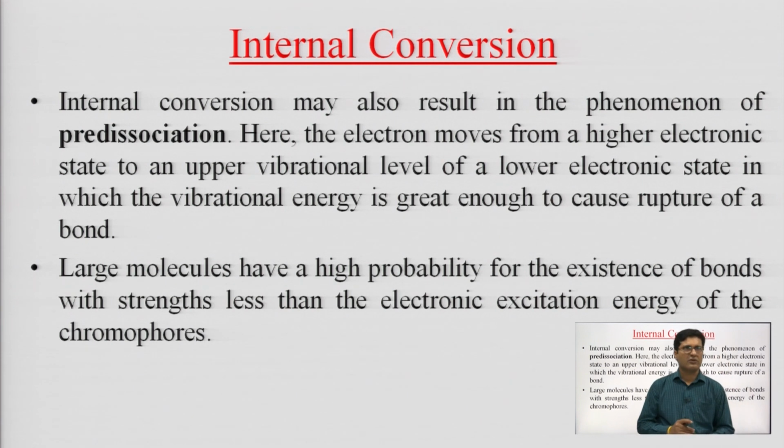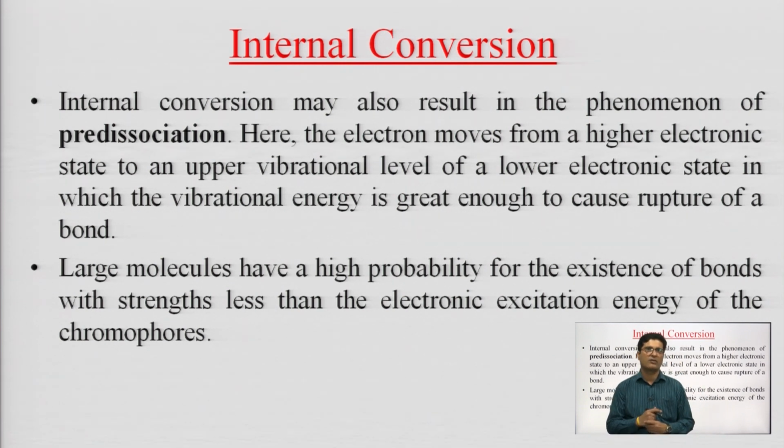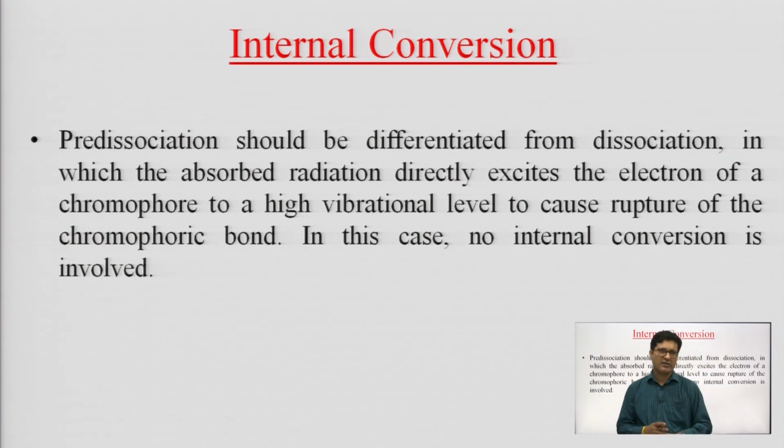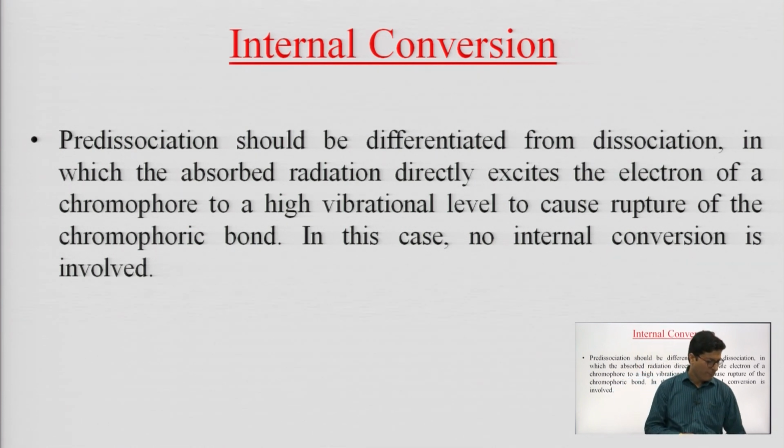Internal conversion may also result in the pre-dissociation process. In pre-dissociation, the electron moves from a higher electronic state to the upper vibrational level of the lower electronic state, in which the vibrational energy is great enough to cause the rupture of the bond. Large molecules have a high probability of pre-dissociation. Pre-dissociation is different from the dissociation process. Dissociation does not involve internal conversion before rupturing, whereas pre-dissociation first involves internal conversion and then causes the rupture of the bond.